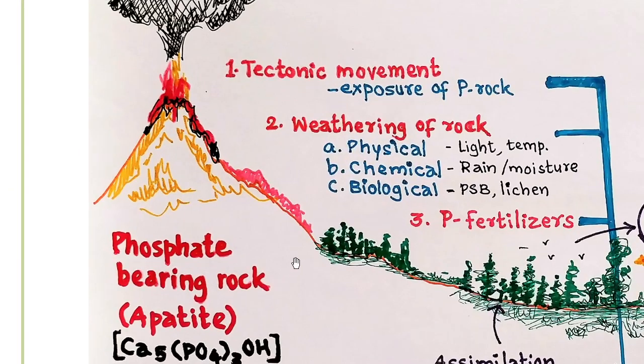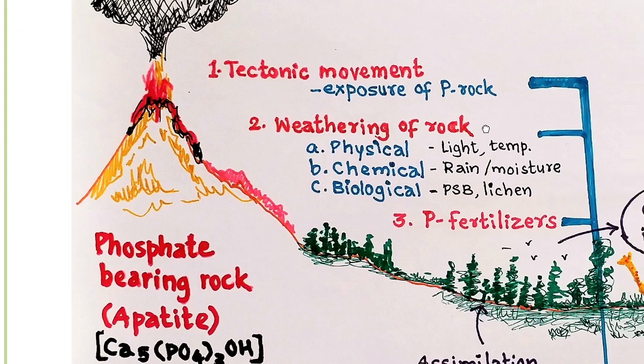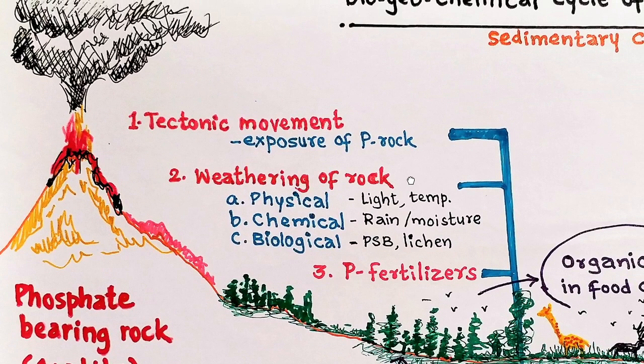The reservoir of phosphate is phosphate-bearing rock, which is present in the earth crust. The mineral is called apatite and the chemical formula is Ca5(PO4)3(OH). This phosphate is added to the ecosystem by three different processes. The first process is tectonic movement.